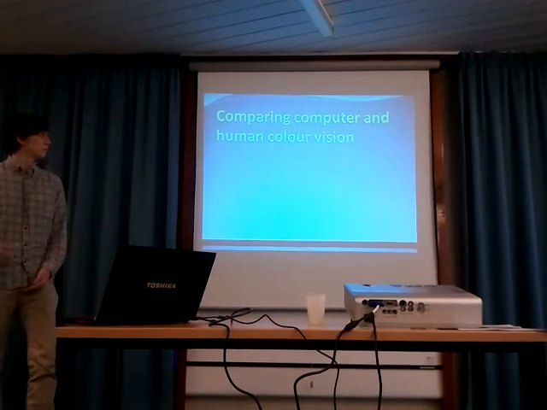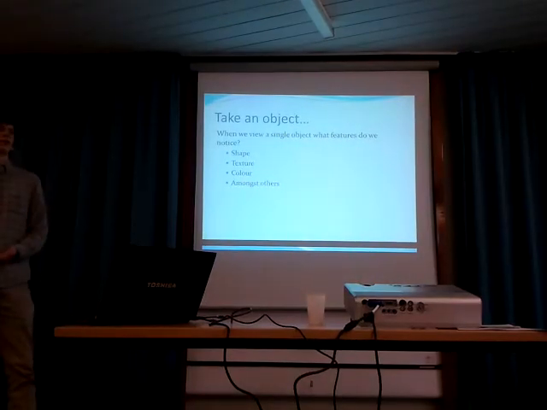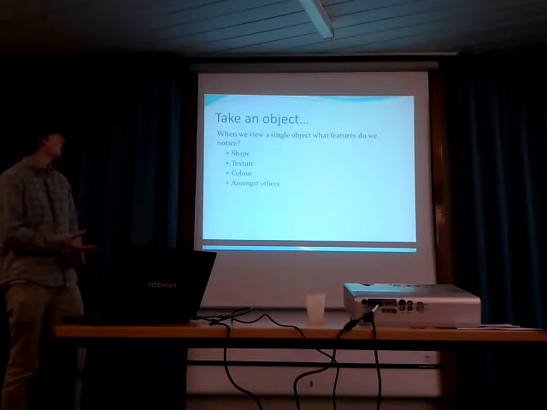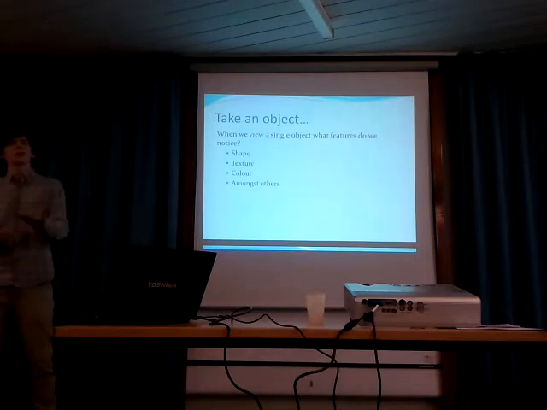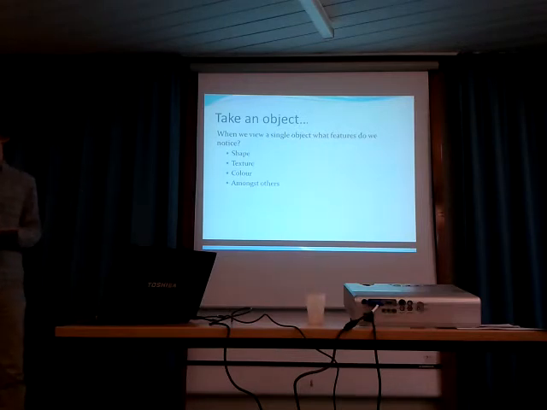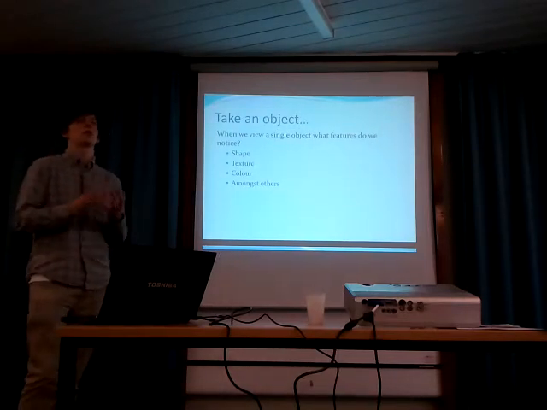First of all, comparing computer vision and human color vision. If you take a random object in front of you, focusing on the human visual system here, say an apple, what do you notice? You notice the shape, the texture, and the color, among other features. My talk is going to concentrate only on the color features, but all of these are important, and we get all this information from our visual system.